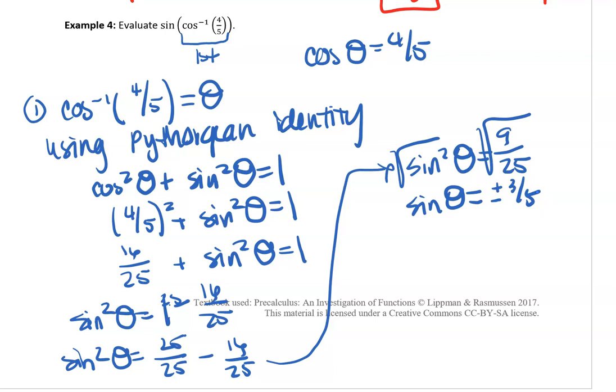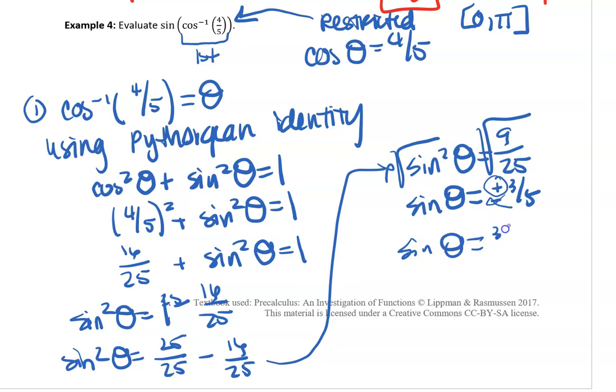But we know that the arc function is restricted between 0 and pi. So if it's between 0 and pi, that means it's got to be in quadrant 1 or 2. So that means sine is only going to be positive because of that restriction. So that tells me sine of theta would be equal to 3/5.